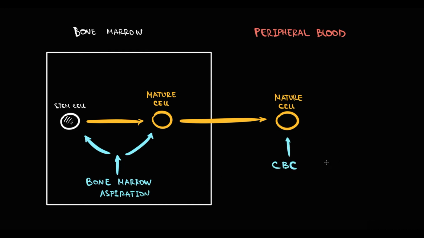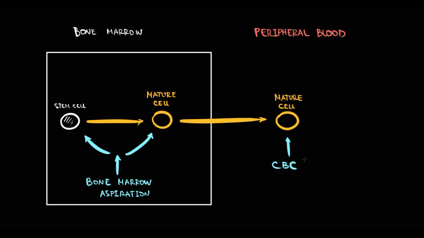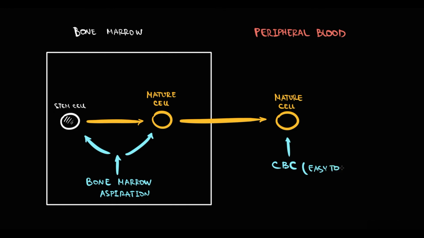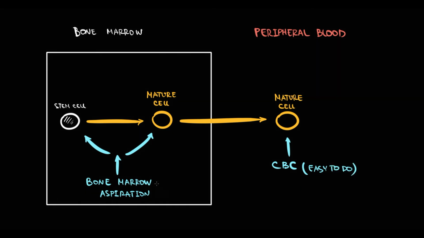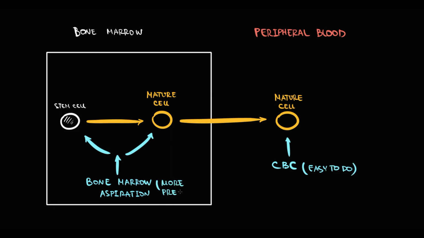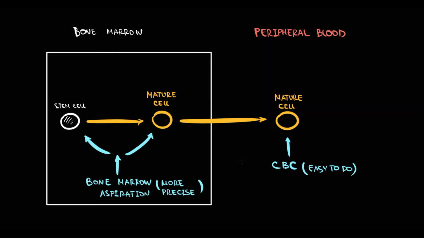So complete blood count is definitely more commonly used, because it's a non-invasive, easy-to-do method. Bone marrow aspiration is more invasive but much more precise. So once we see something pathological in complete blood count, we refer such a patient for bone marrow aspiration, where we're interested in the state of bone marrow production capacity.